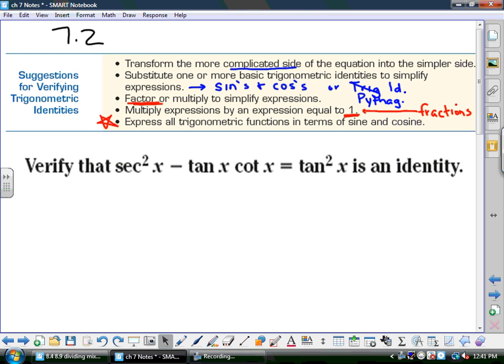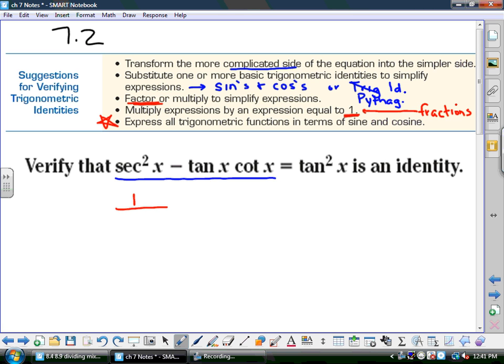We always want to start with the more complicated side and make it look like the simpler side. So in this case, the more complicated side is the left side of the equation. And we're going to try to take that side and make it look like the other side. As we do that, we're going to use some of the identities that we have. And one thing that we can do is change everything into sines and cosines. In one of the cases here, we're going to end up undoing what we're about to do. But let's just start with changing everything into sines and cosines from the beginning.